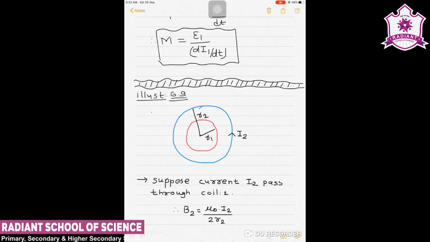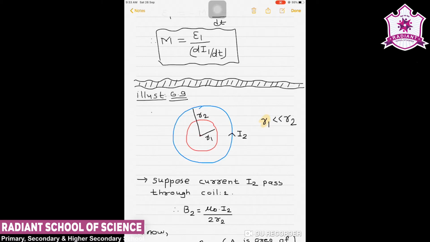In the figure, I have shown one ring, the red one, having radius r1, and the other one, the blue one, having radius r2. Here we are given that r1 is very much less than r2. This is our assumption. Now suppose I2 is the current passing through coil 2.